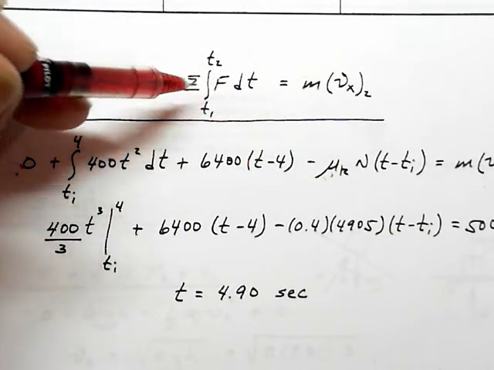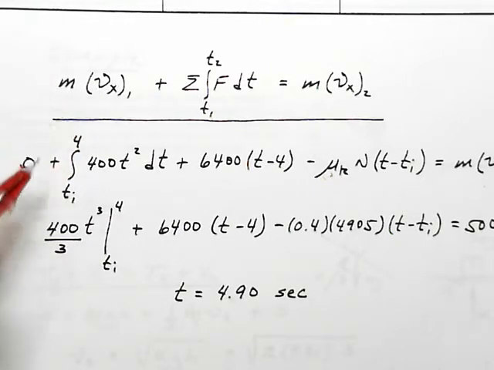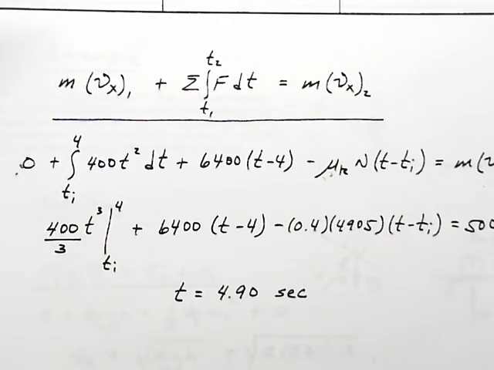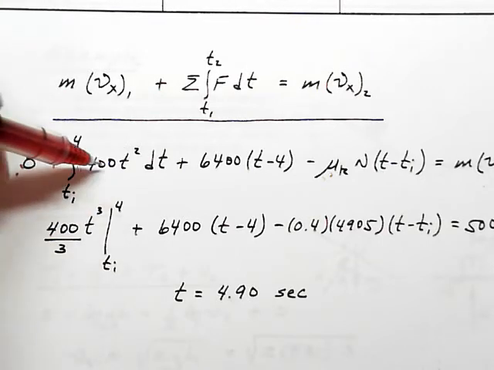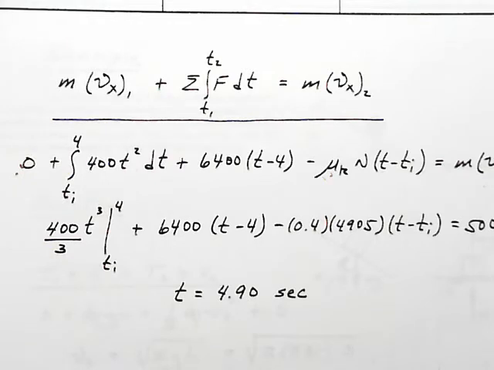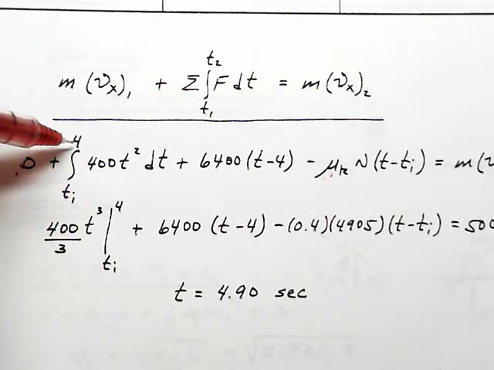Some of the impulses would be positive, tending to increase the momentum. Some of the impulses, particularly the friction, would be negative, trying to reduce the momentum. So our starting momentum term is 0. We have a period where the motor is ramping up following the 400 T squared force formula, and this occurs between our starting time where we broke free, T1, and this particular profile ends at 4 seconds.